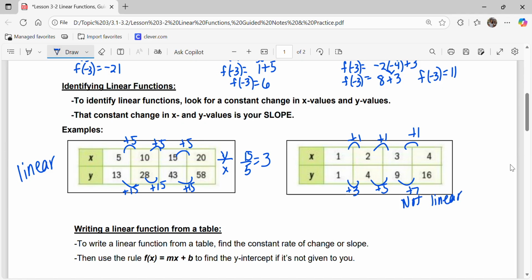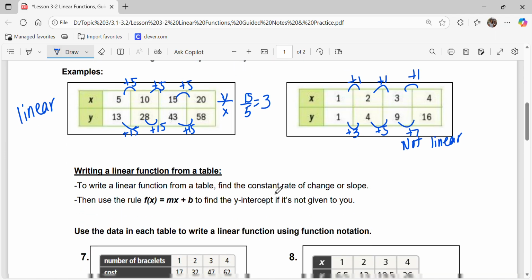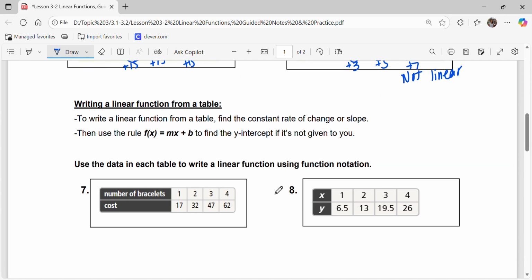Now, if something is linear, you can make a function notation in slope-intercept form. So you find your constant rate of change or your slope, and then you can either do a shortcut to find your y-intercept if it's easy enough, or you can use slope-intercept to help you find your b. So here, number of bracelets and each cost. So my bracelets are going up by 1. My y's are going up by 15. 15 divided by 1 is 15.